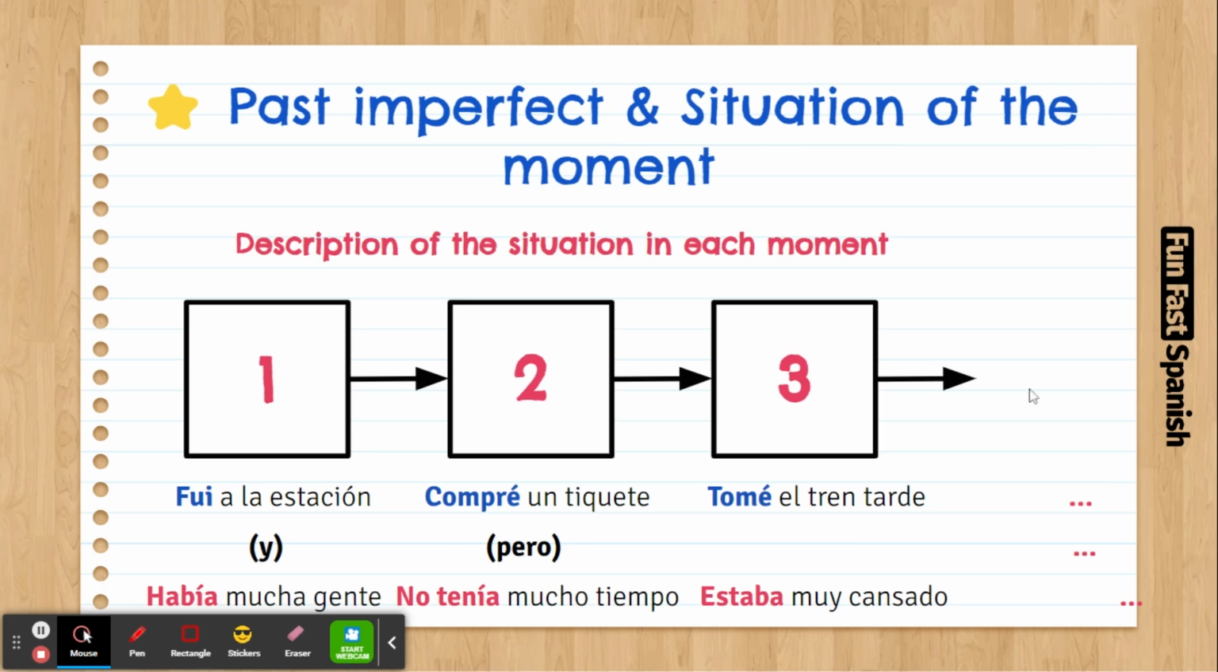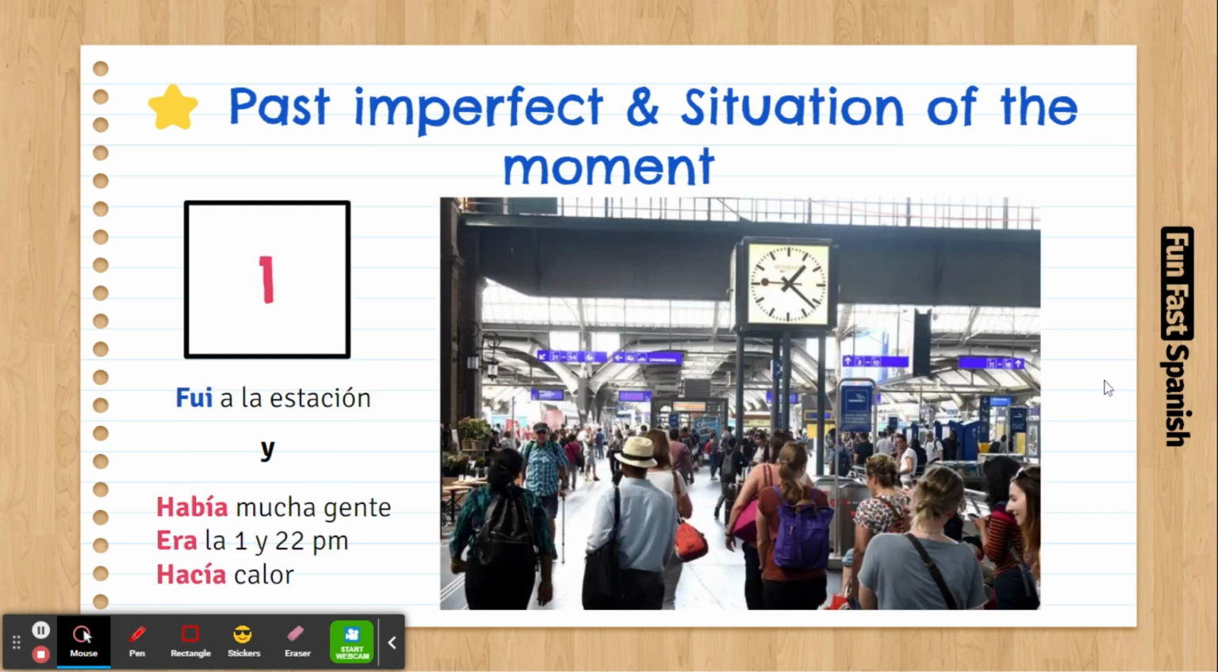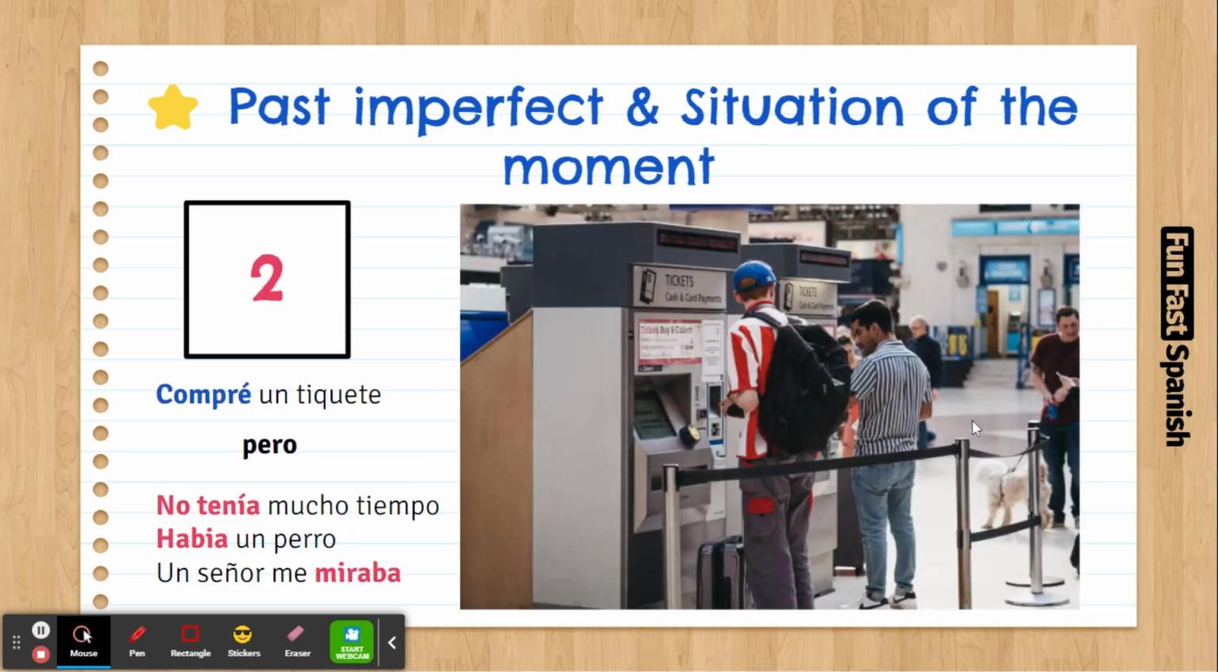So here I'm describing. Let's go to the second moment, the second event. Okay. Fui a la estación, había mucha gente, era la 1:22, hacía calor. Compré un tiquete. So that will be the next thing. Compré un tiquete. Pero no tenía mucho tiempo. In that moment, I didn't have time. Había un perro. There was a dog. Yeah, this one here.